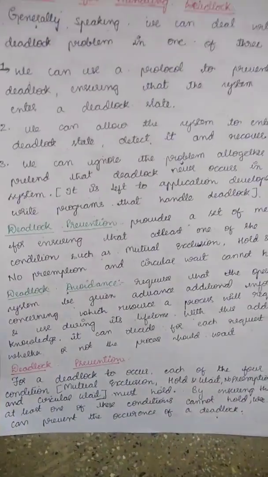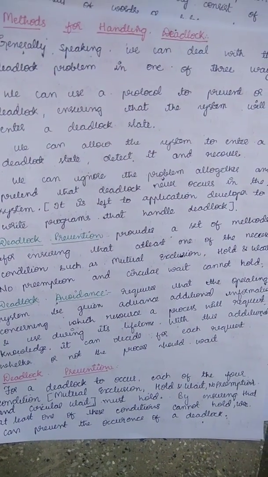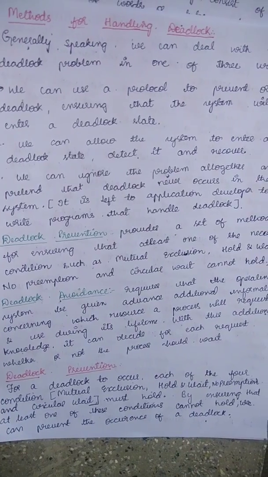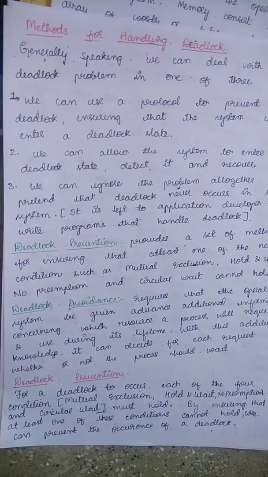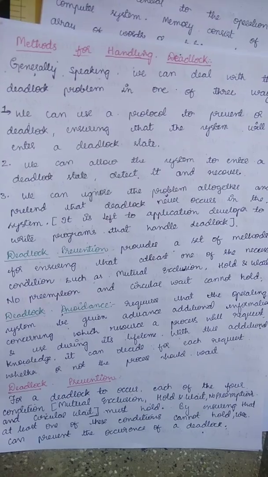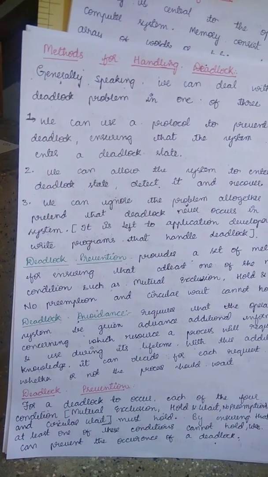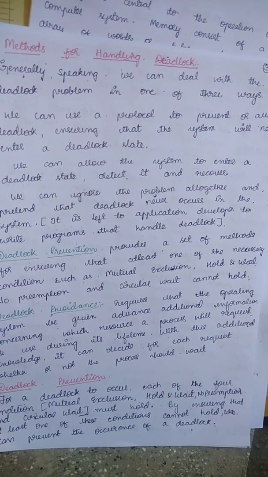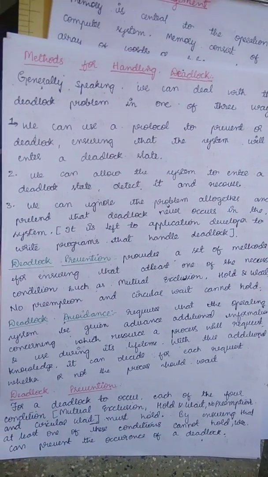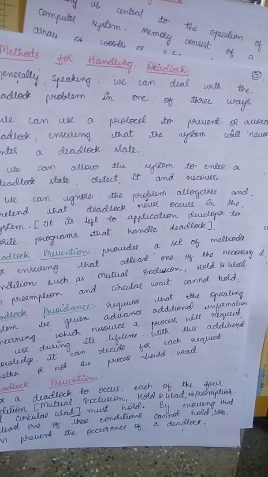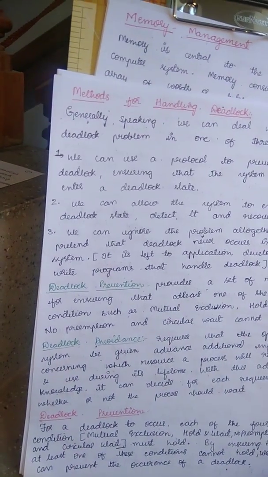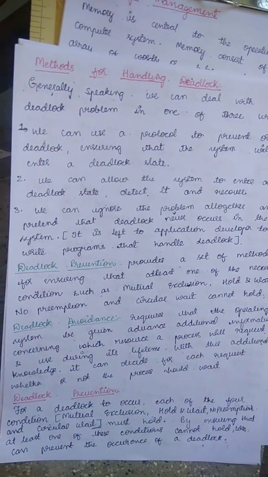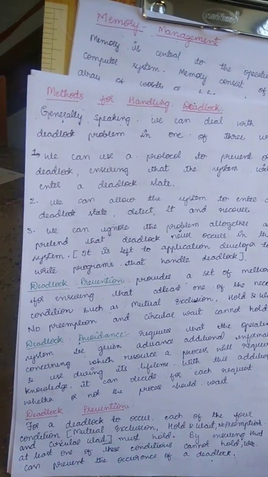The next one is called deadlock avoidance. How do we avoid the deadlock? It requires that the operating system be given advance additional information concerning which resources a process will request. Like what is the need of the process, what resources are needed for that process. Prior information has to be given and used during its lifetime. With this additional knowledge, it can decide for each request whether or not the process should wait.